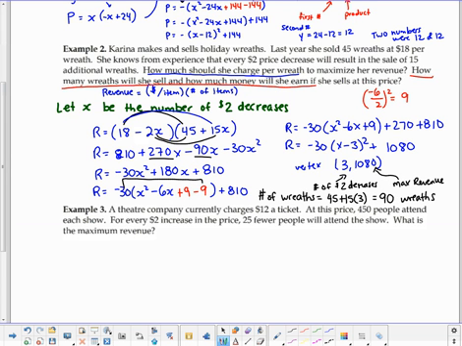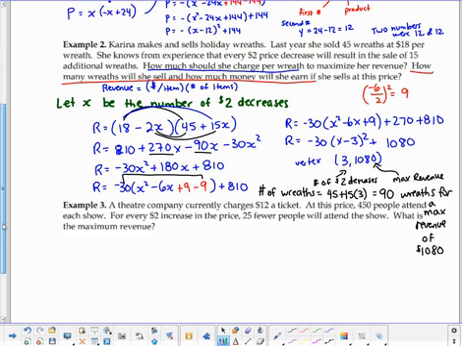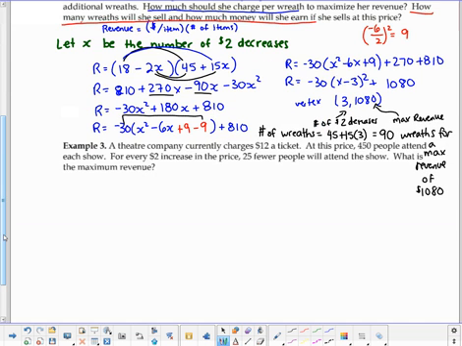How much money will she earn at this price? Do we know what her revenue is? What is her max revenue? 1,080. Yeah, so a max revenue of 1,080. Big improvement from the 810 bucks she made last year. She made 270 more. Nice. Mama's getting new shoes.